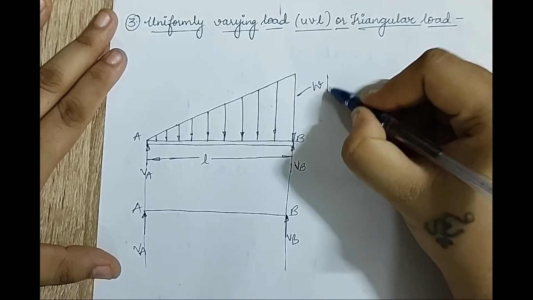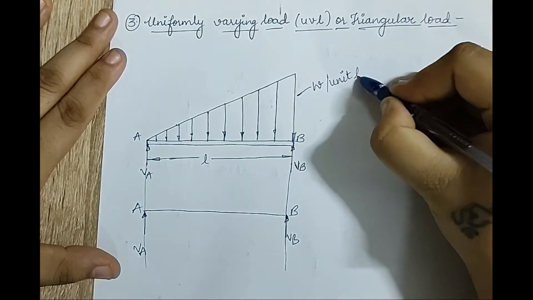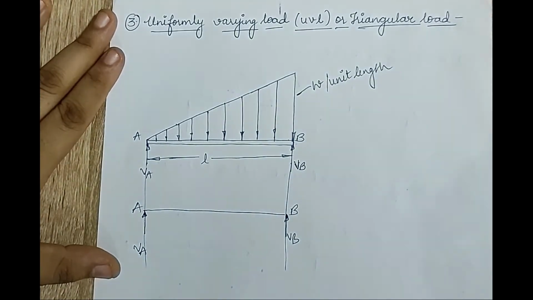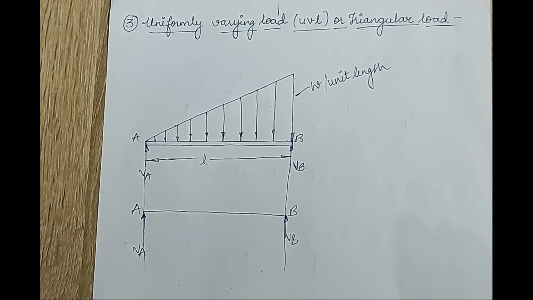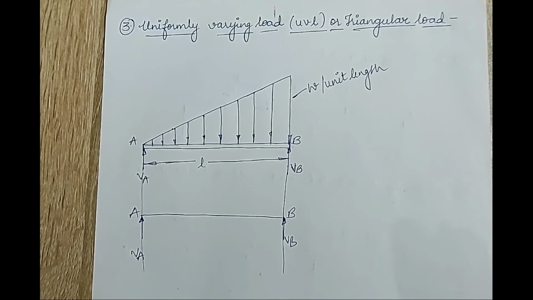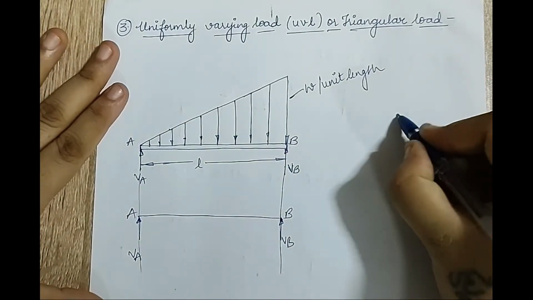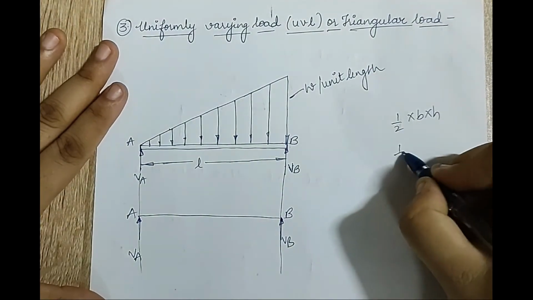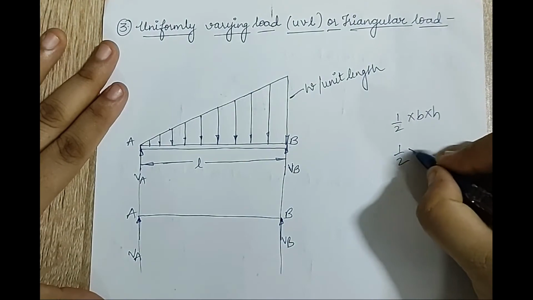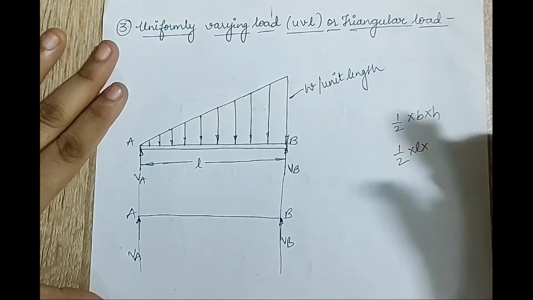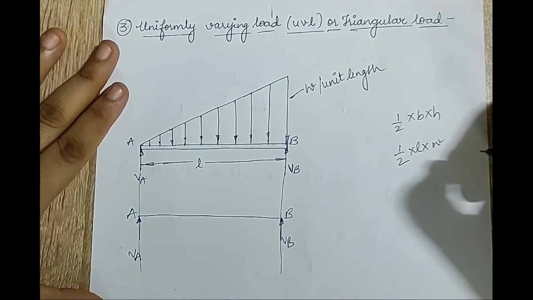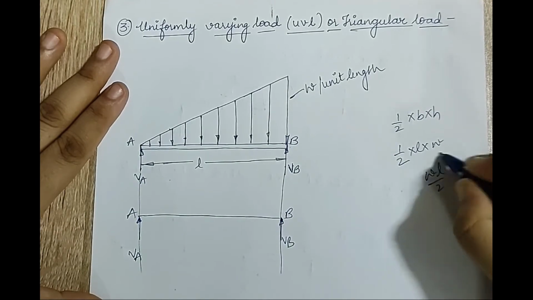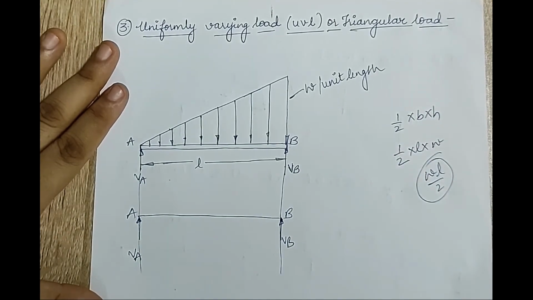Let's say W per unit length, like I had taken before. If it is W per unit length, how do I multiply? If I have to calculate the area for a right angle triangle, what I am supposed to do is half into base into height. This is the formula. So here half, base is L, and height is W, which is the maximum height to be taken. So this will be WL by 2, which is my load value.